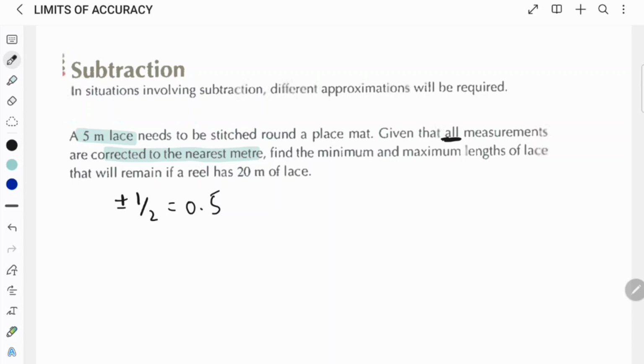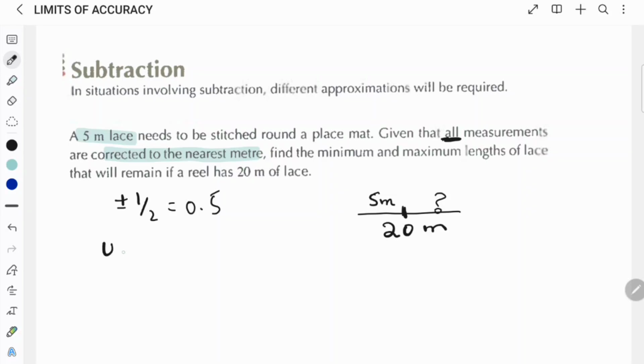Find the minimum and maximum, both are required, of the lace that will remain if the reel has 20 meters of lace. The reel is 20 meters, and a 5-meter lace needs to be stitched around a mat, which means you cut a 5-meter lace. So they are asking you to find the remaining one, after cutting 5 meters. But we have to find the upper and lower bound. So for the lace measurement, we have to find the minimum and maximum.